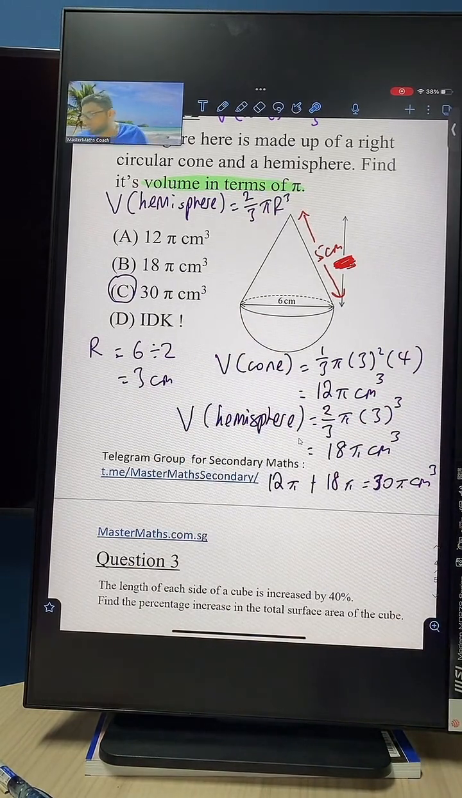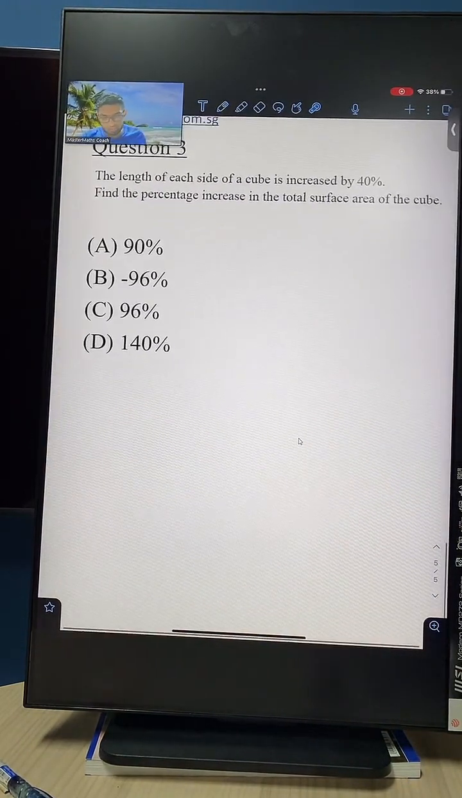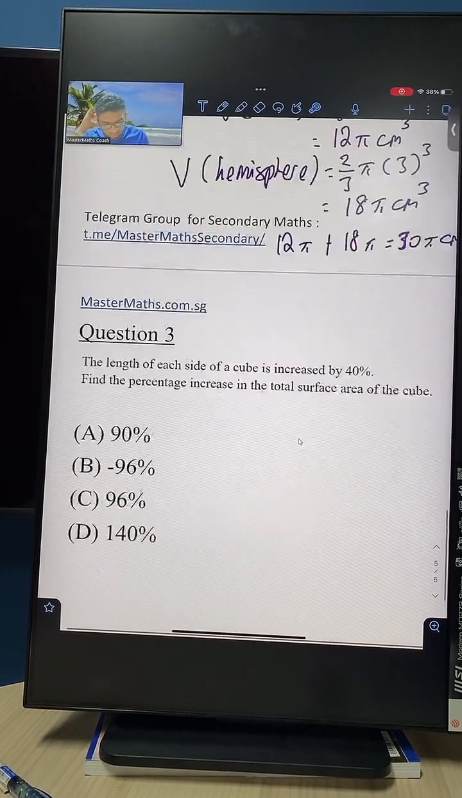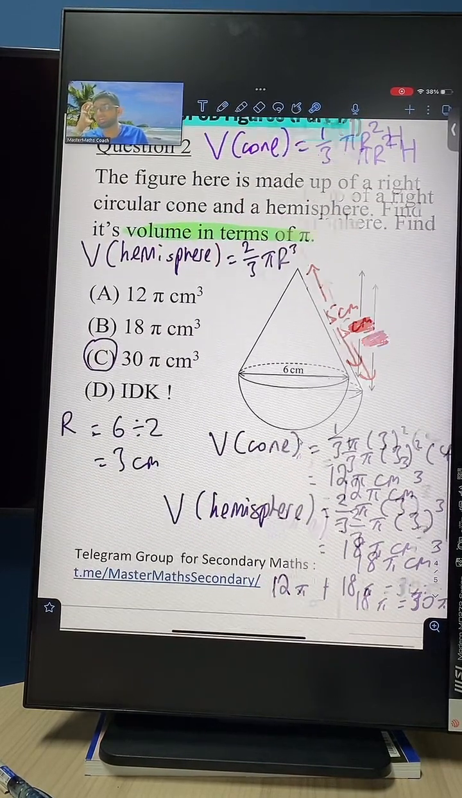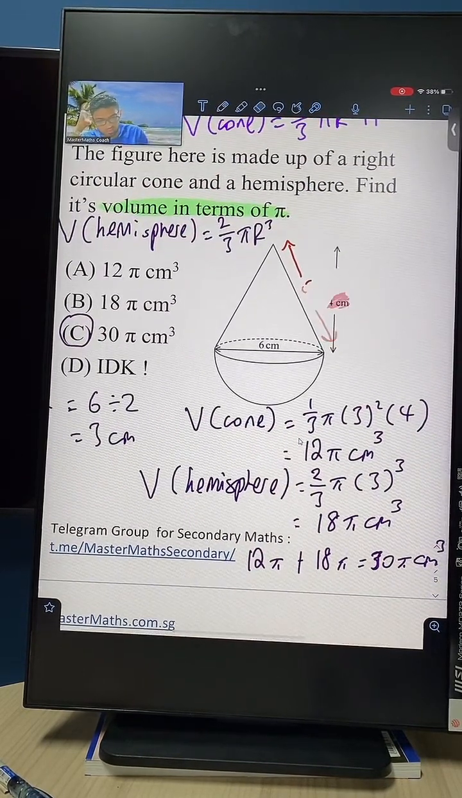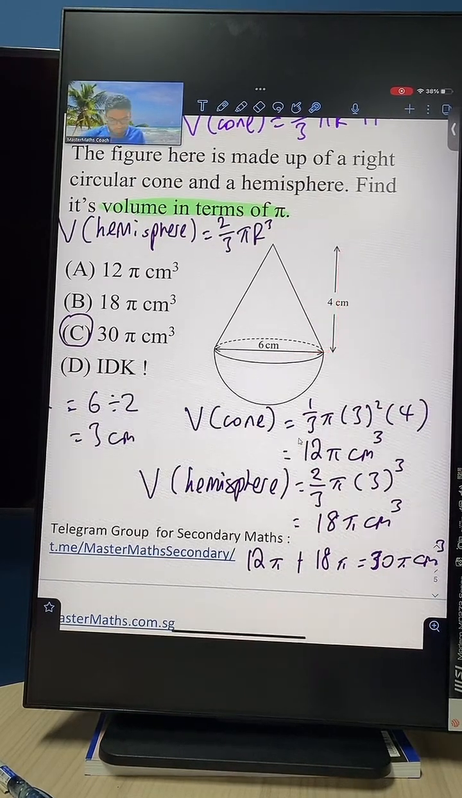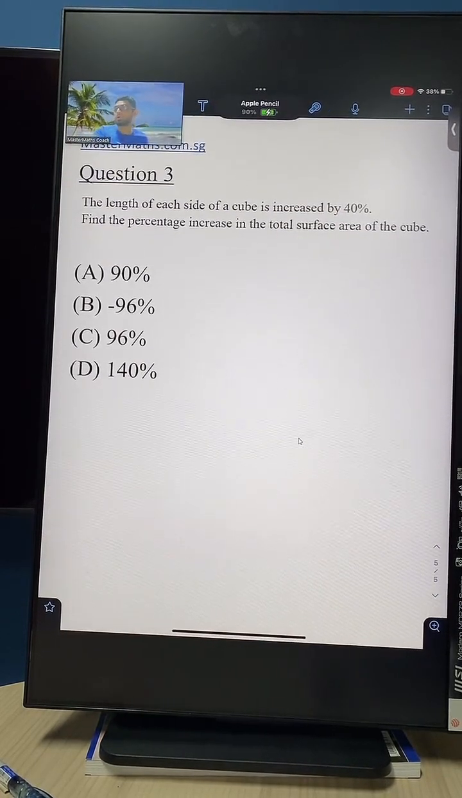My friends, let us move on to the final question for today. Question number 3. This question is very, very short, but it requires some brain power, guys. This one here I think is probably worth just 2 or 3 marks max. Because there is no need to do Pythagoras theorem. They already gave you the height. They also gave you the radius nicely. Let's go, let's go. Question 3.